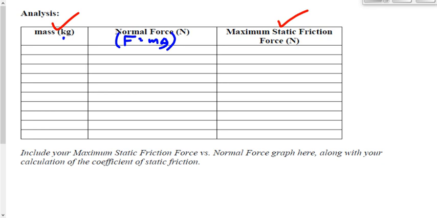I think on the paper that I gave you, there's only space for 8 trials, but there really should be 10 trials there because you had 10 pieces of data. Then you plot your graph. Maximum force of static friction versus normal force. And you're going to determine from that graph the coefficient of friction. Here's what the graph looks like.